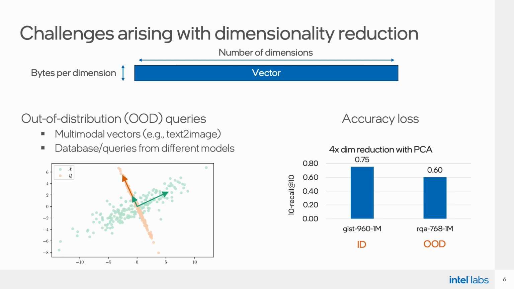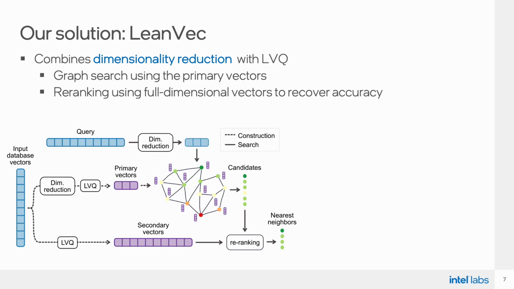The consequence of this is that on top of the traditional loss in accuracy that we have when we apply dimensionality reduction, such as PCA, in the ID case we observe a 25% drop in search accuracy, but in the OD case, that drop in accuracy elevates all the way up to 40%. So we have to deal carefully with this new setting for achieving dimensionality reduction successfully for similarity search. In this work, we present our solution to this problem, LeanVec.